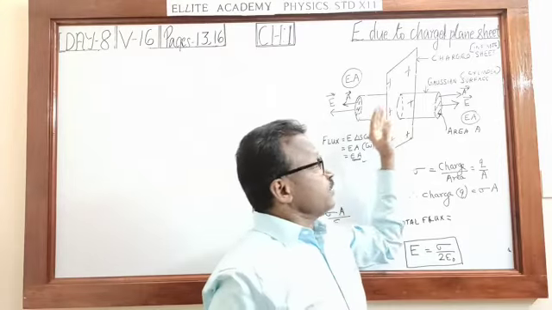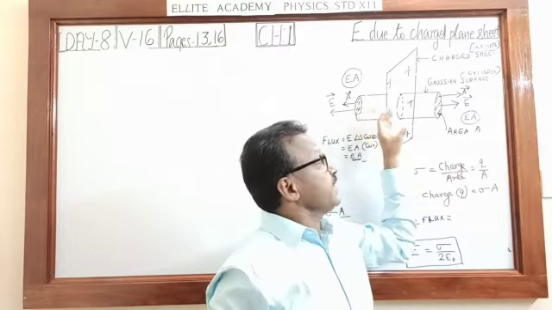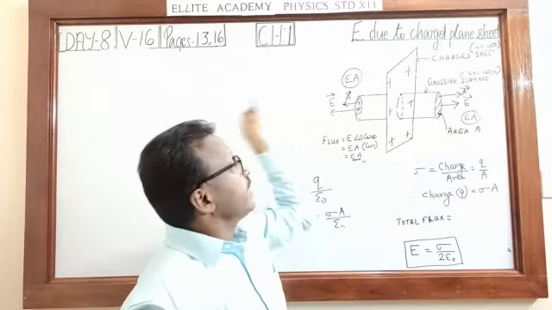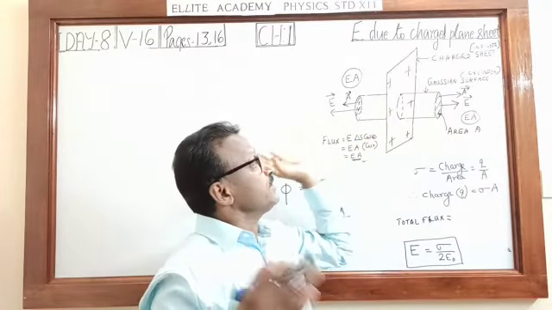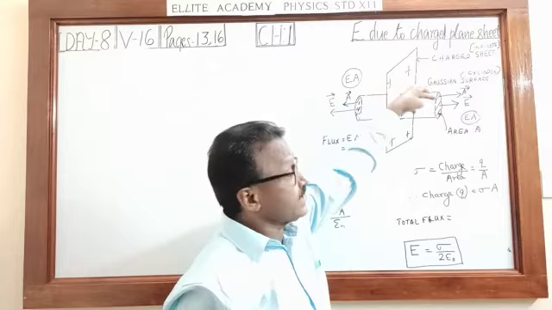So many flux means so many lines. There are 10 lines going this side and 10 lines going this side. That will be 10 plus 10, 20. What is the flux through this curved surface?